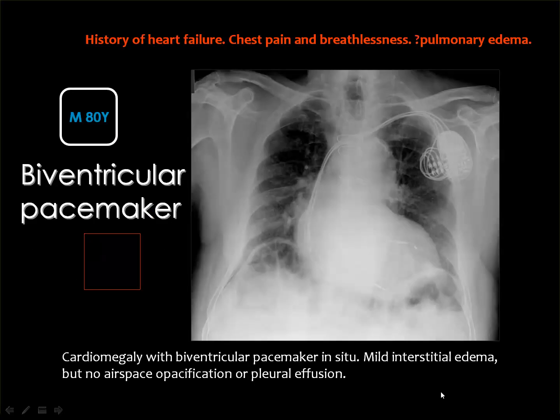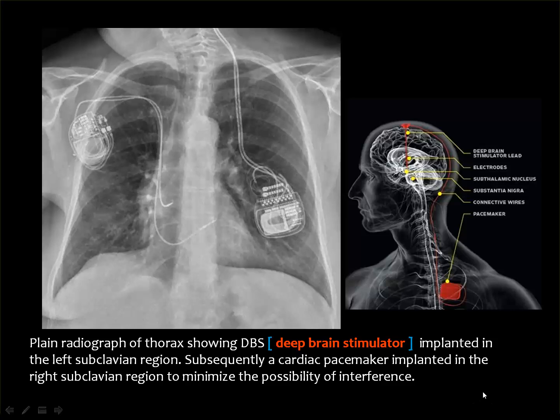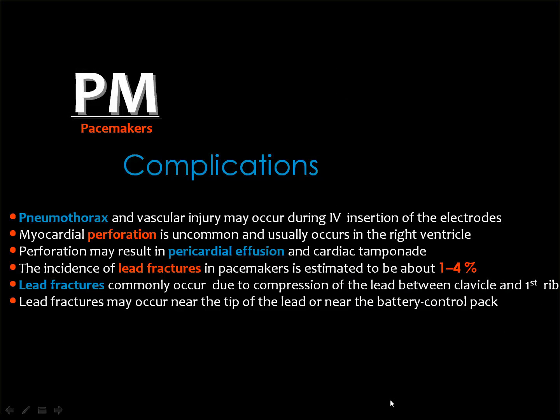Then in this case, you see that this is the pacemaker and is introduced into the left subclavian vein, and the pacemaker leads are present in situ. And sometimes the patient may have two pacemakers, one to stimulate the heart and the other to stimulate the brain, which is known as DBS or deep brain stimulator. At that time, one of the pacemakers should be located on the left side and the other one is put on the right side in order not to interfere with each other.